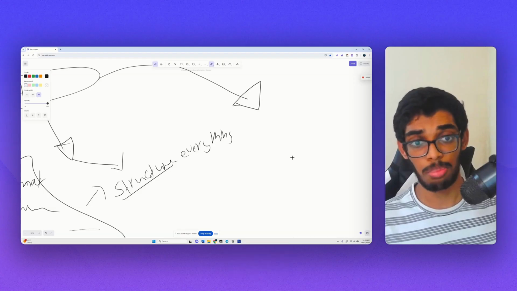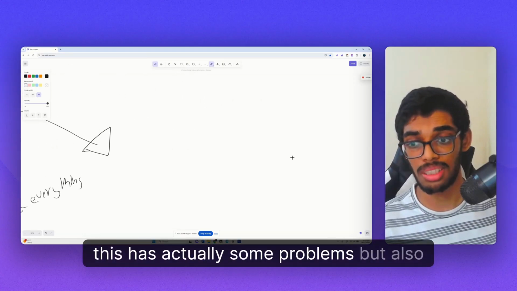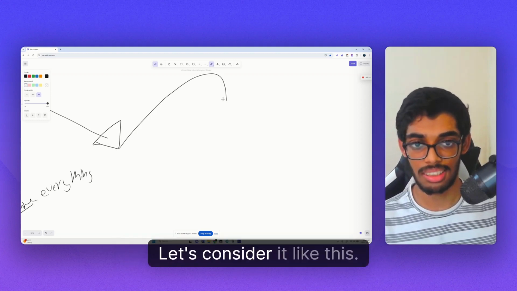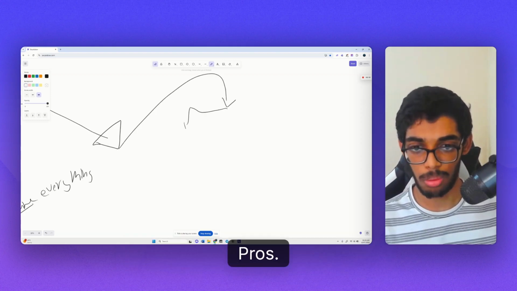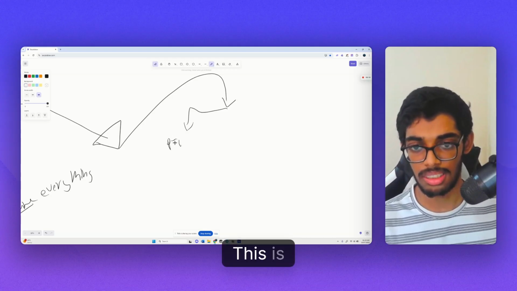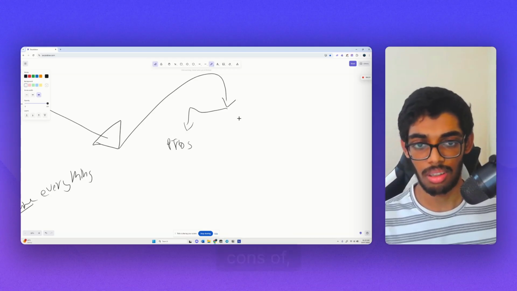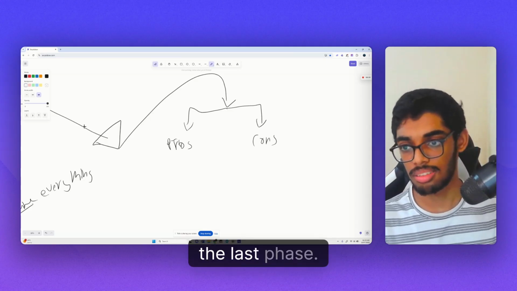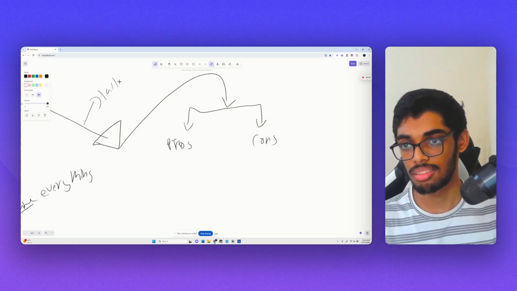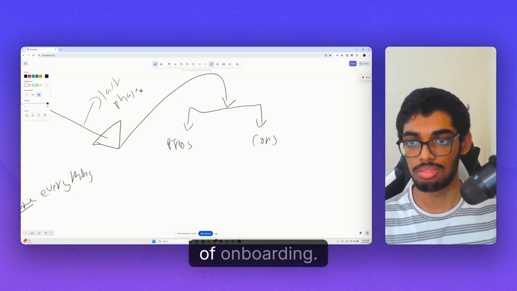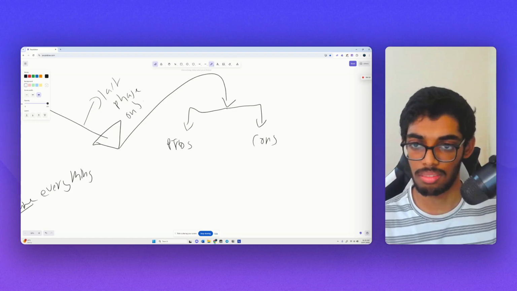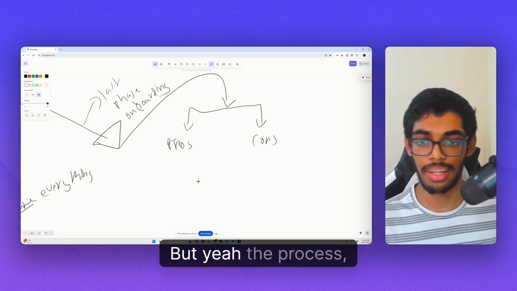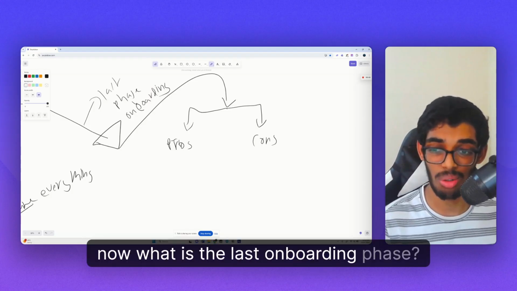This has actually some problems, but also some good stuff and bad stuff, right? Let's consider it like this. Pros and cons of the last phase of onboarding. That ain't working for some reason. But yeah, the pros. Now, what is the last onboarding phase?